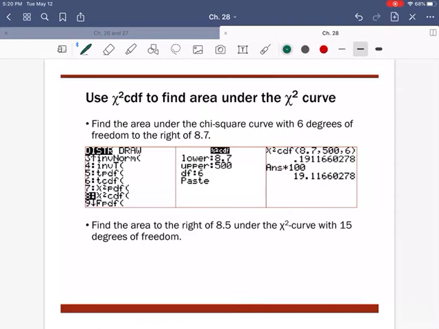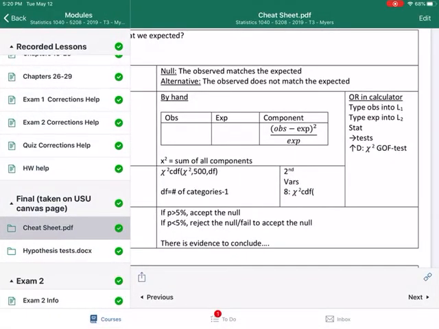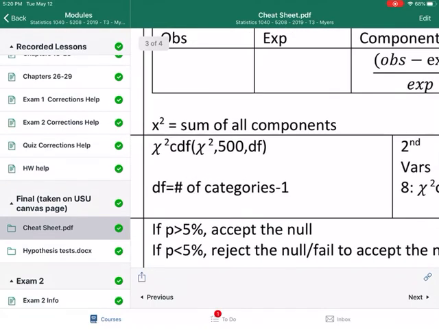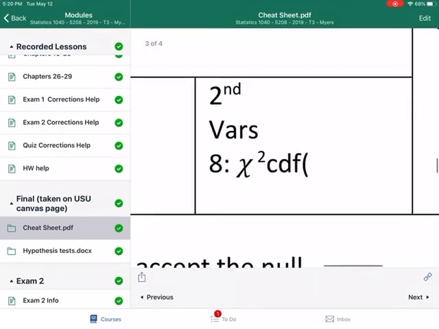Okay, this is what the chi-square curve looks like. It's different than a normal or a T-curve. You can do chi-square in your calculator, just like you can do shade norm and shade T to get areas under those curves. You can do shade chi-square, but we're going to use this chi-square CDF in our calculator to get that.